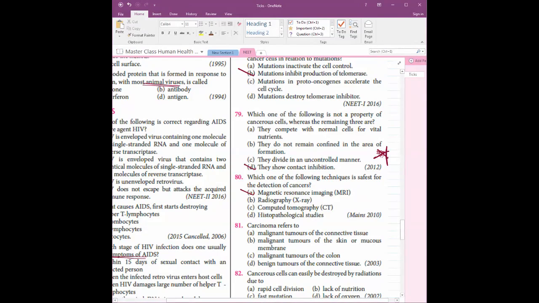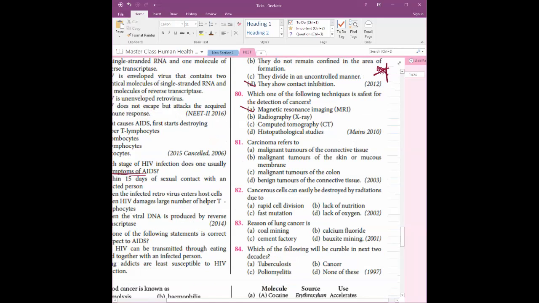Okay, next thing, carcinoma. Carcinoma, guys, quickly. What is this? I told you, lung cancer, breast cancer. Guys, quickly answer. Yes, Arya is right. Mukta is right. Yes, it is going to be tumors of the skin or mucous membrane.